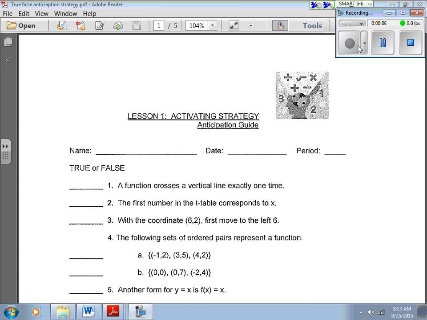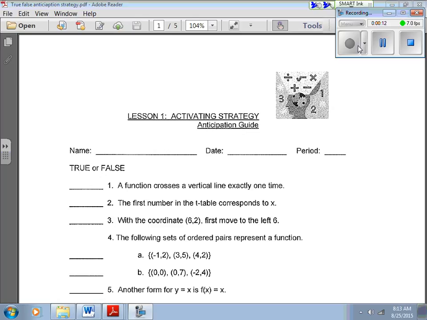True or false? It's true. A function crosses a vertical line at exactly one time. That is correct.